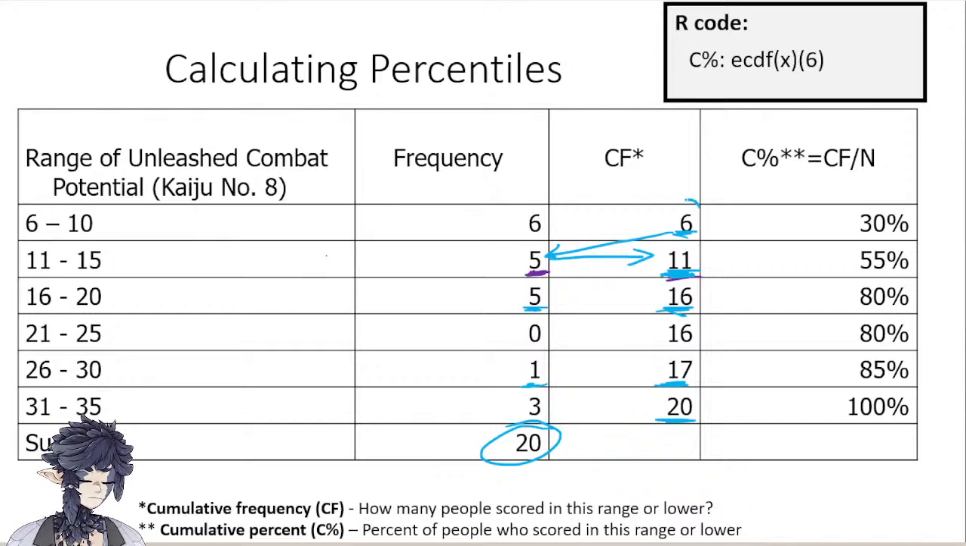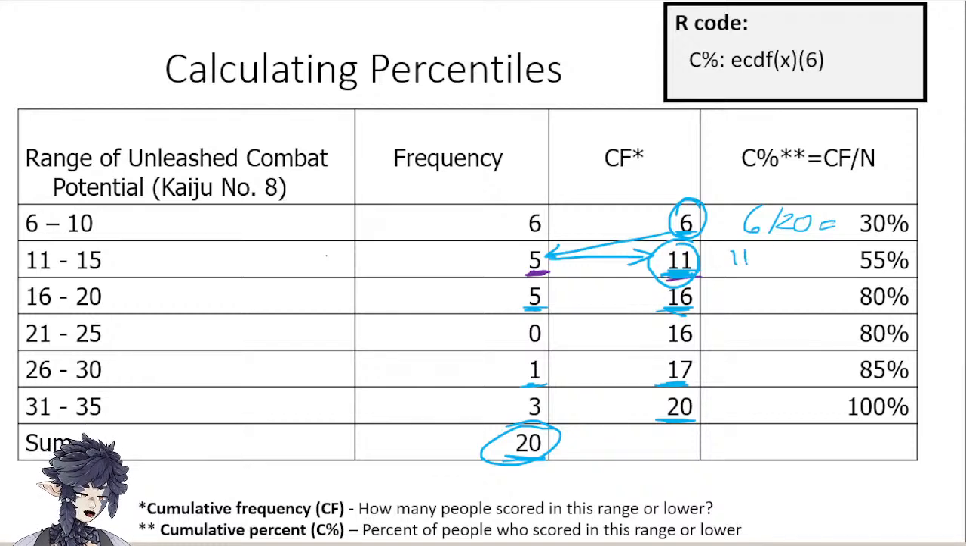You say, okay, 6 people were in this category or lower. Out of 20 people, 6 divided by 20 is 30%. 30% of people were in this range or below. Then you do that just all the way down. 11 people were in this range or lower. 11 divided by 20 is 55%. 55% of the recruits were in this range or lower. We can go here, there's 16 for the cumulative frequency. 16 divided by 20 is 80%. 80% of people were in this range or lower, and so on. And that's how you get a percentile.